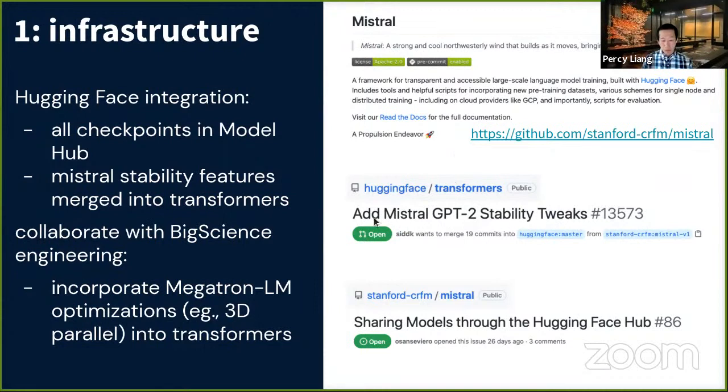And going forward, we're collaborating with BigScience engineering and trying to figure out how to incorporate the Megatron LM optimizations into Transformers. We could have gone with Megatron LM, but we decided to go with Hugging Face because of the rich community that Hugging Face already has. This was a better fit for our initial goals of making it open and usable as opposed to performance first.